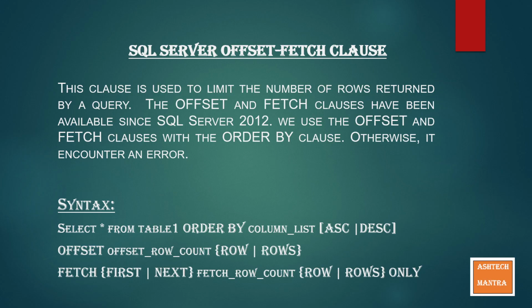And this is the syntax: SELECT * FROM table1, then ORDER BY, then the column list here, and we can specify ascending or descending as per our requirement. After that we use OFFSET and the offset row count. Here we can represent the number of rows. Then we use FETCH FIRST or NEXT. It is optional, we can use FIRST or NEXT. And then the fetch row count. Here we can use the number of rows, and then ROW or ROWS, we can use any keyword, and then ONLY. So by using this syntax we can use the OFFSET and FETCH clause.